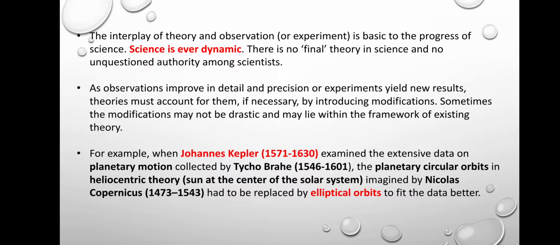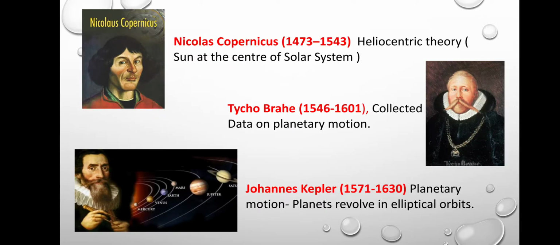For example, now you see here Johannes Kepler was the person who found planetary motions, correct? Before that, Nicolaus Copernicus, in the years 1473 to 1543, found something called the heliocentric theory, which assumed that the sun is the center of the solar system.